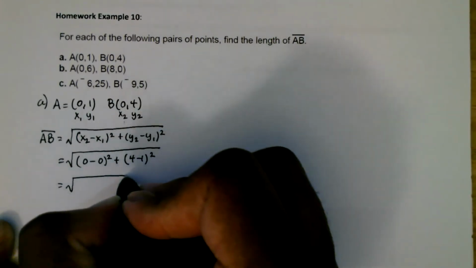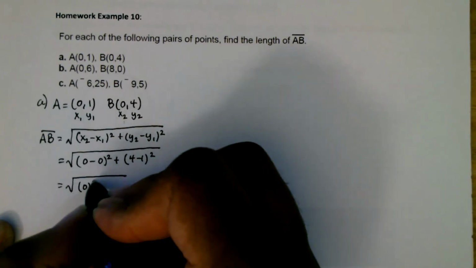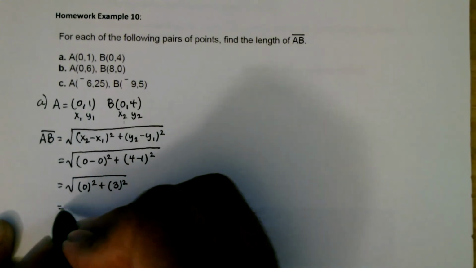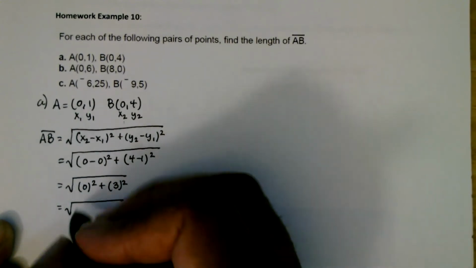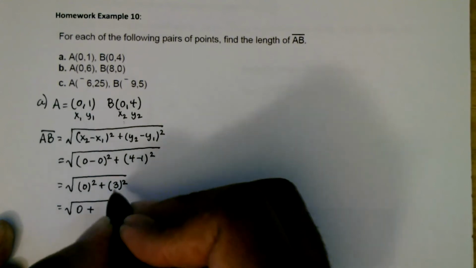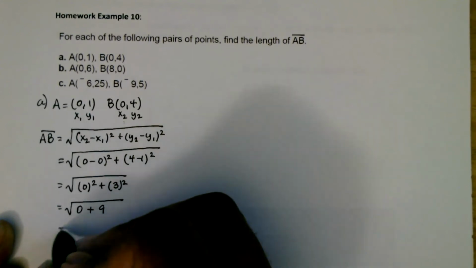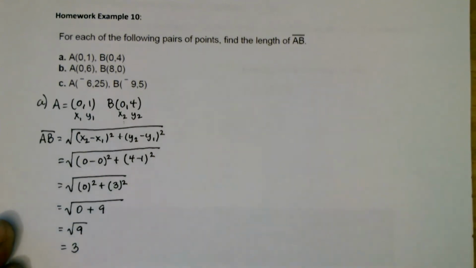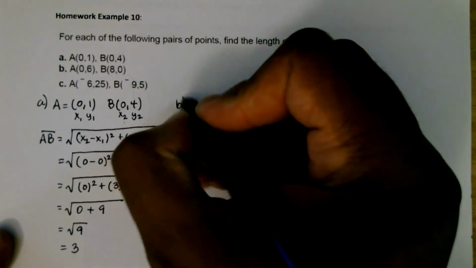If I simplify this, 0 minus 0 is 0, that will be squared, plus 4 minus 1, which is 3, that will be squared. Of course, square the 0, that's going to be 0, plus 3 squared, or 3 times 3, which is 9. 0 plus 9 will be 9, and the square root of 9 is 3. So the distance from A to B using that distance formula would be 3, or I should say the length of AB is 3.